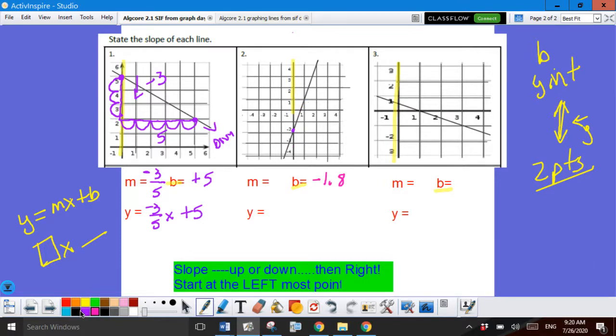But if I move up, I see there's an exact point there, and it looks like there's a pretty good exact point here. Now, this is a positive slope because it's going up. So 1, 2, 3. Up positive 3 and right 1. So that slope is going to be 3 over 1, positive. So my equation is y equals 3 over 1x minus 1.8, or I could write it as 3x minus 1.8. Same thing. If you haven't already done the third one, go ahead and hit pause and see what you can do with it.